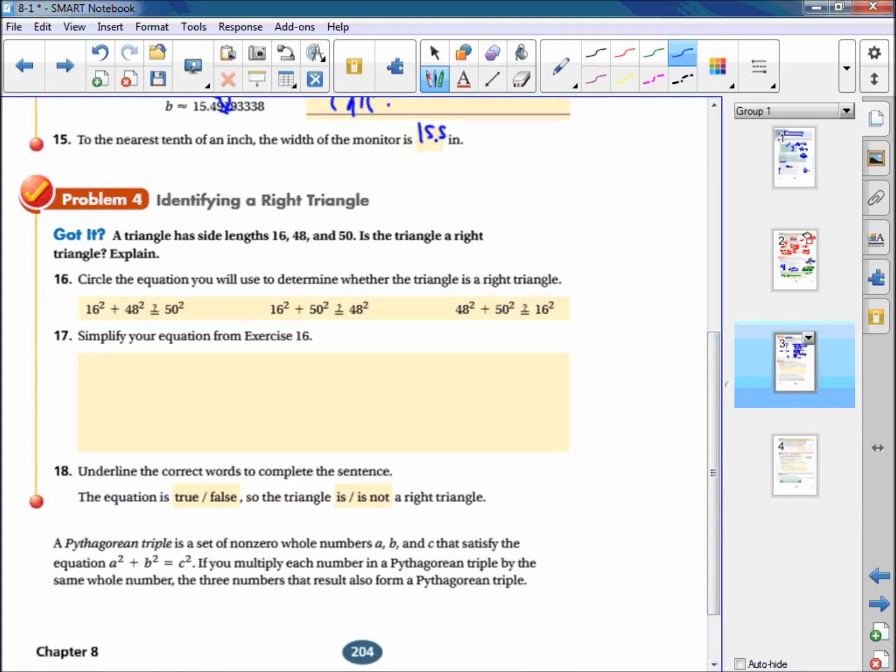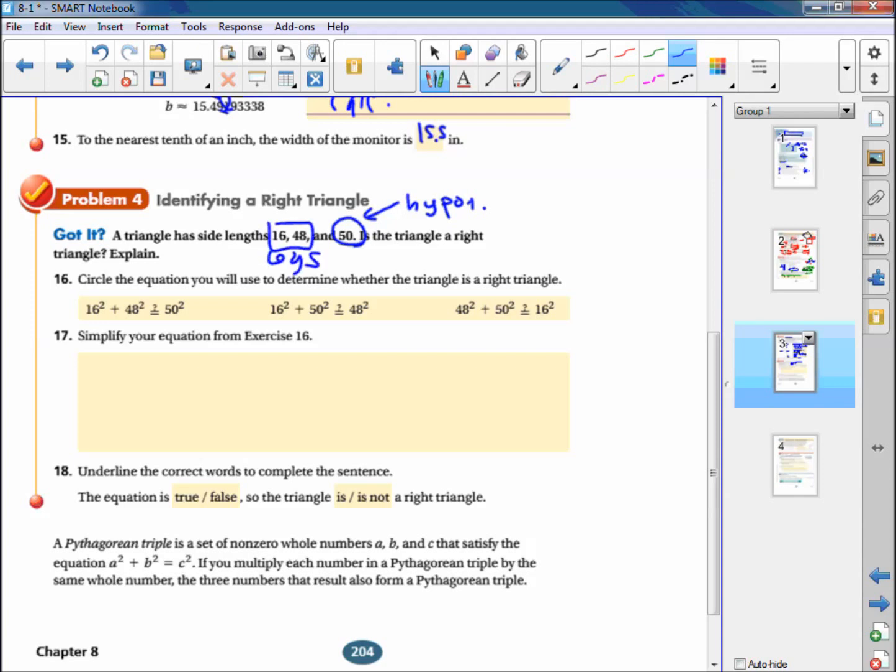A triangle has side lengths of 16, 48, and 50. Is the triangle a right triangle? Explain. Okay, so how could we tell? Well, first off, we need to figure out which one of these 3 sides is going to be our hypotenuse. So this is the converse of the Pythagorean theorem. We're given 3 sides, and we want to know if it's a right triangle. This has to be our hypotenuse. It's the biggest side. Okay, so that means 16 and 48 are going to be our legs.